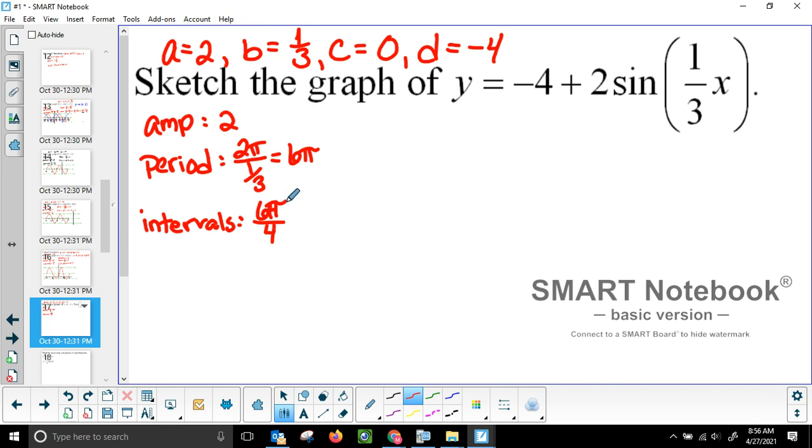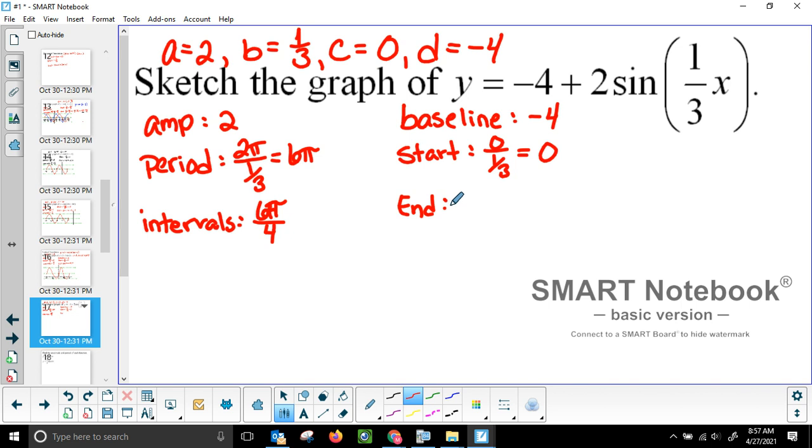Now, of course, that can be reduced, but you may want to hold off on that because remember, we like to have our start and end and intervals and all of that with a common denominator. So you can hold off on that for the time being. Our baseline, which is just the D, is -4. Our start is C over B. Of course, 0 divided by anything is 0. And our end is our start plus or minus the period. So that's going to be negative 6 pi and 6 pi.